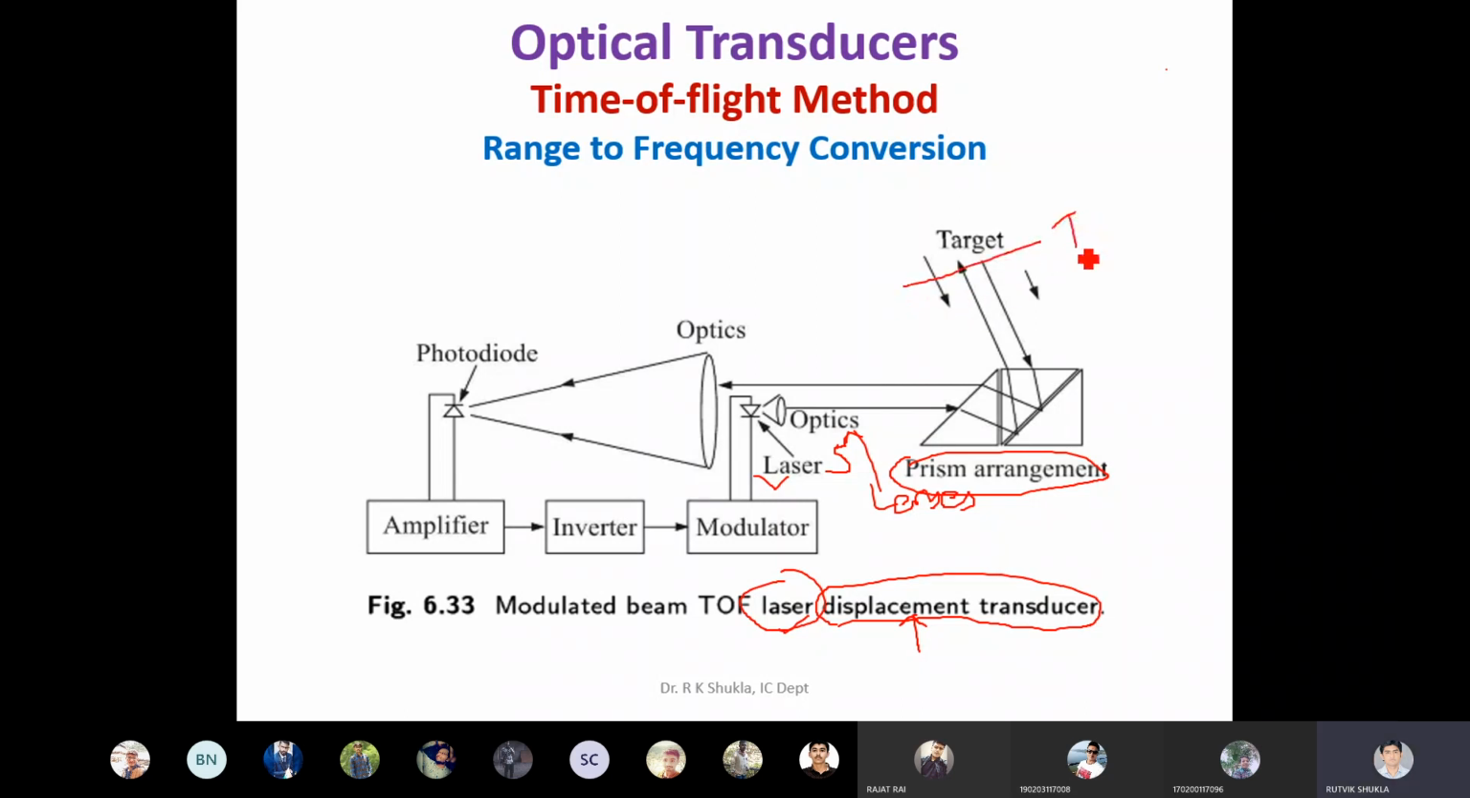This is my target T. After striking the target, the reflected beam... So this is my transmitted beam, and this is my reflected beam.